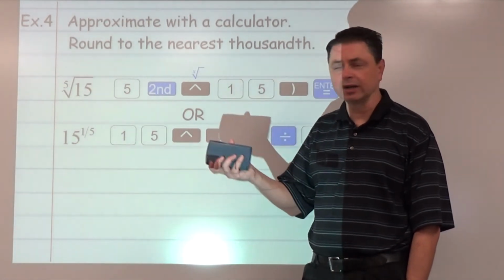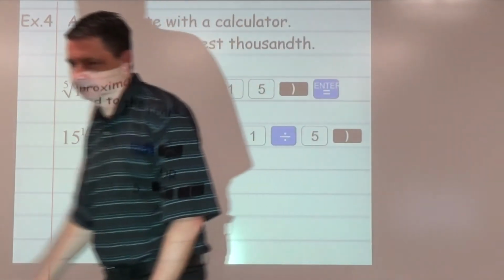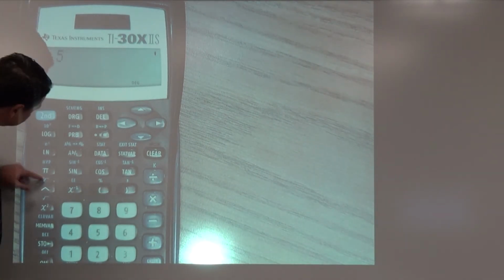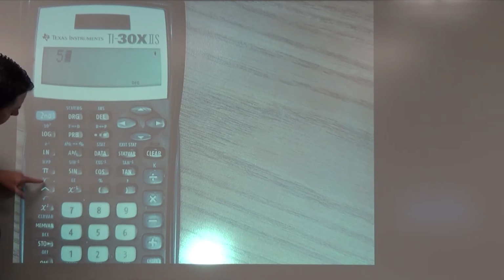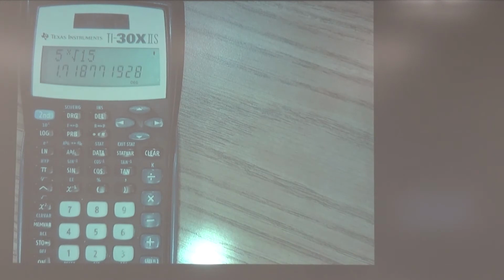Well, let's see it on a calculator. I'm going to go with this way, see what it looks like, see what we get. All right, so as we said, we're doing the fifth root of 15. Tell it which root we're going to take first. Then we want the X root here, so we're going to press second up caret to get the X root. So we're now doing the fifth root, but we don't need the parentheses. We're just doing 15, so 15 equals.